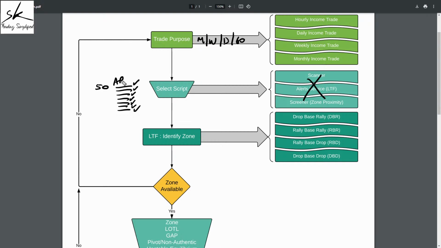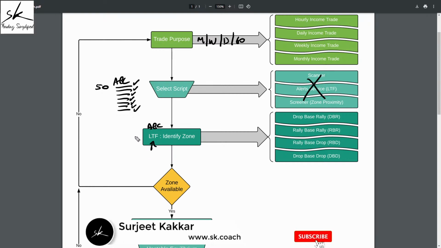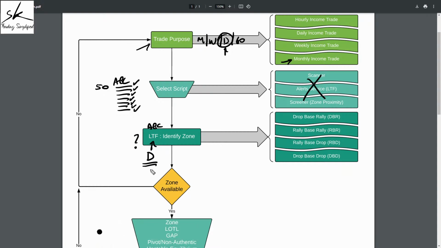So let's assume the very first one was ABC. What am I supposed to do on ABC? I need to go to the lower time frame. So the question is, what is my lower time frame? We got the answer from our step number 1. That is a monthly income trader. My lower time frame is daily. So here lower time frame would imply the daily time frame. And on that time frame, we need to identify zones. And by zone, we mean any of these 4 structures. It can be a drop-base-rally, rally-base-rally, rally-base-drop, or a drop-base-drop.